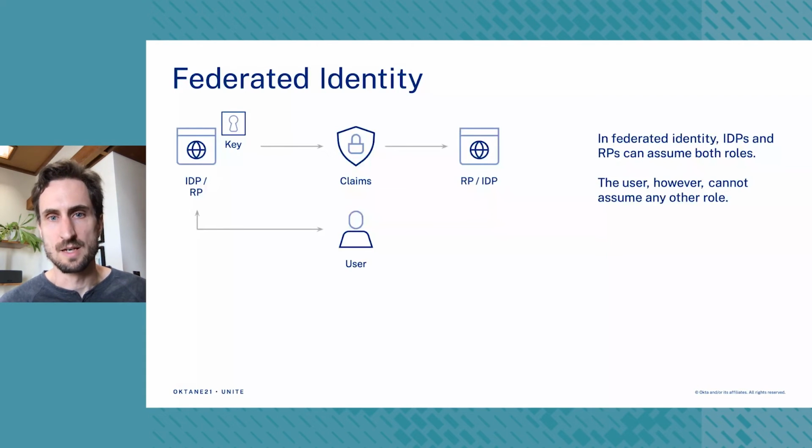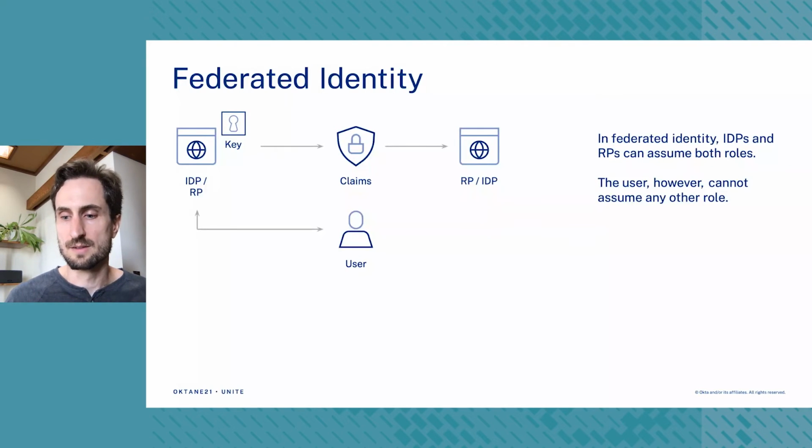It is common, for example, that one IDP will function as a relying party of another IDP, the so-called upstream identity provider. This is typical when using social login for consumer-facing websites. Likewise, relying parties often function as identity providers. This occurs when the website has unique identity information or capabilities that need to be consumed by other applications. The user, however, cannot assume either the identity provider or relying party role. Once again, we see that the end user control is de-emphasized in this system.